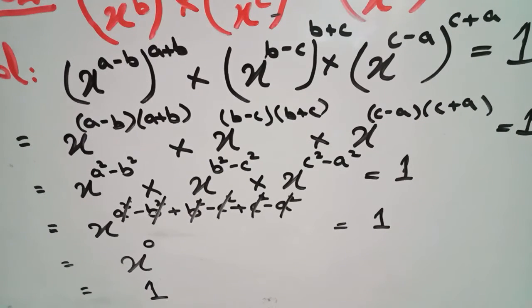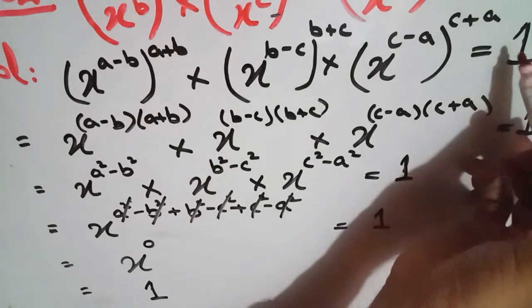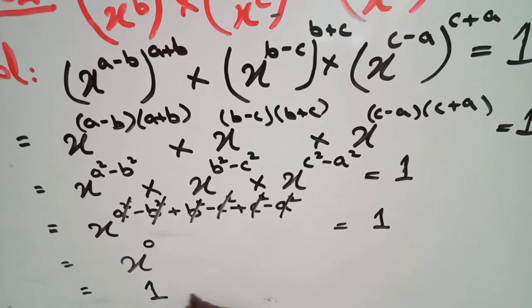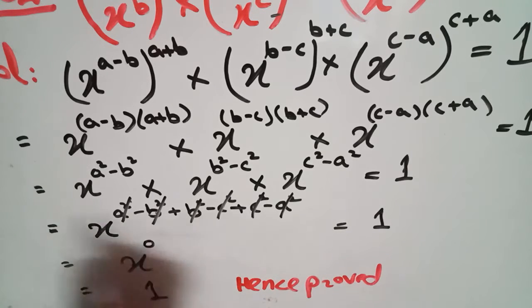You can write it like this, and you have proved it towards the right side: 1, 1, 1 and 1. Okay, so you have proved it. आप यहाँ पे लिख सकते हैं at the end, hence proved, और आपने यहाँ पे इसे क्या कर दिया, प्रूफ कर दिया.